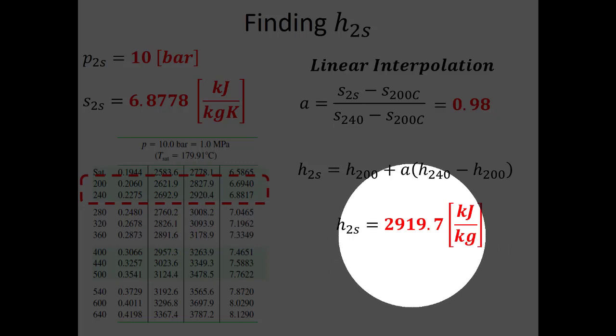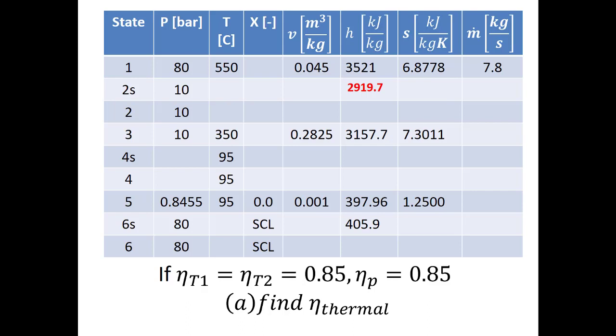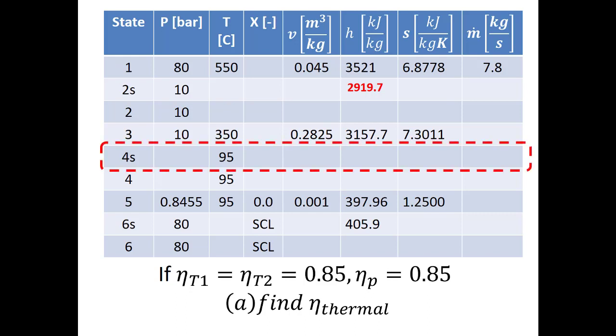So it's 2,919.7 kilojoules per kilogram. So this is good. I can put this in my state table, and now I know the isentropic outlet for the specific enthalpy of the first turbine. Since I've already done this, I'm kind of already in this mode, so I'm going to jump down and do the same thing for the isentropic outlet of the second turbine.